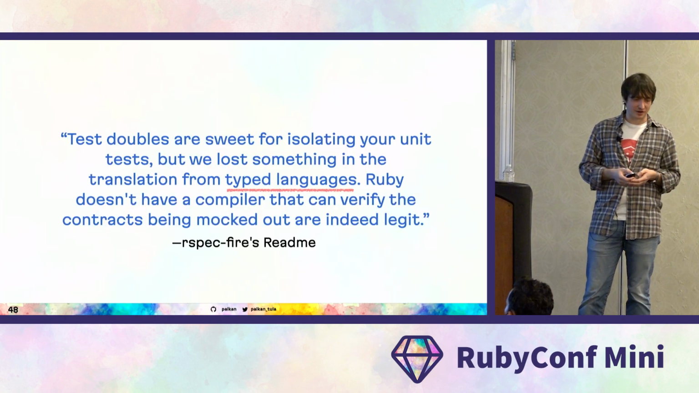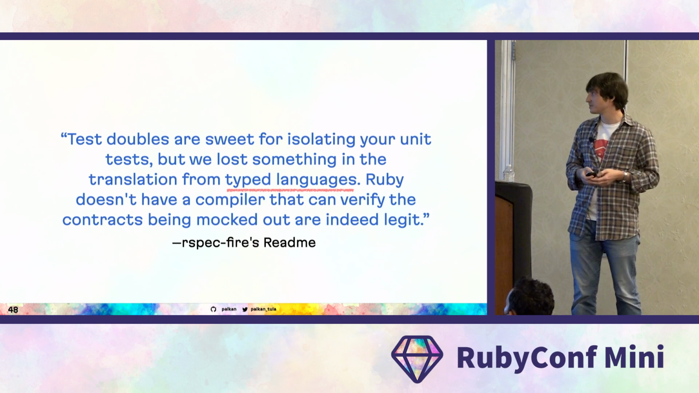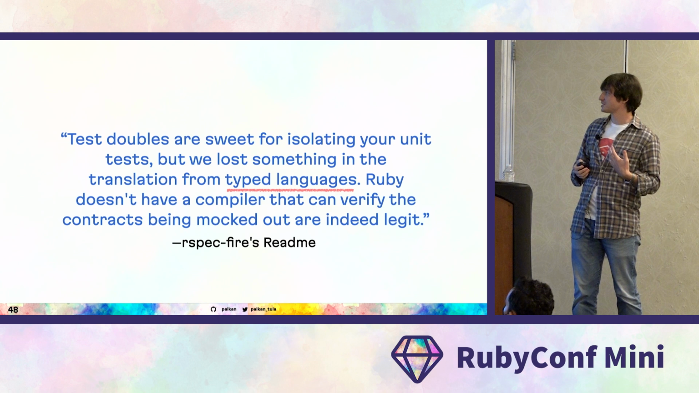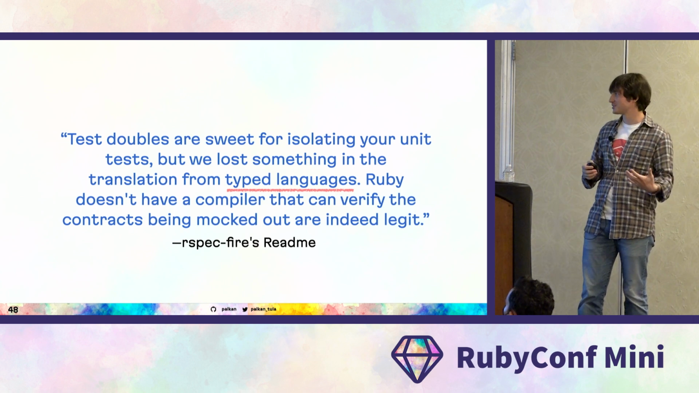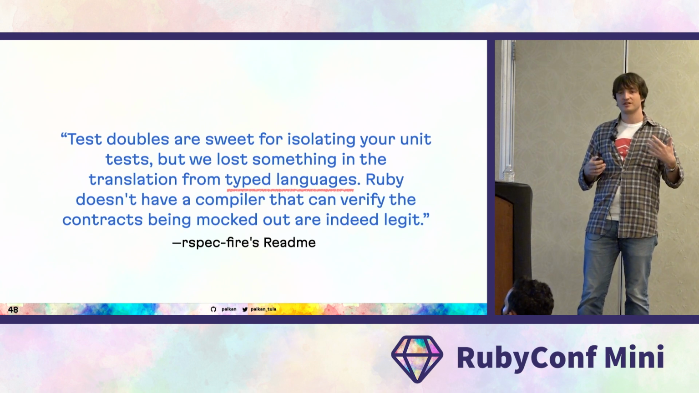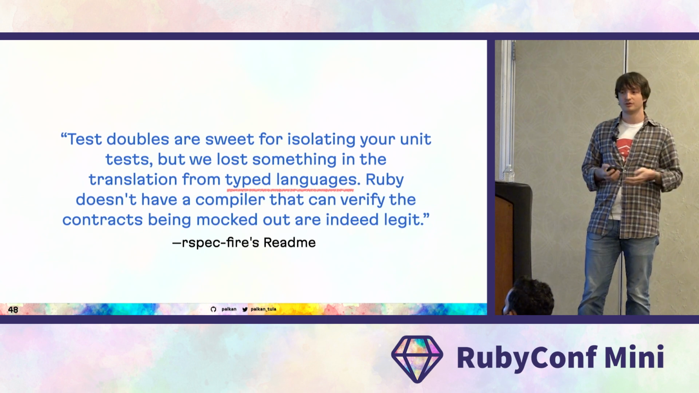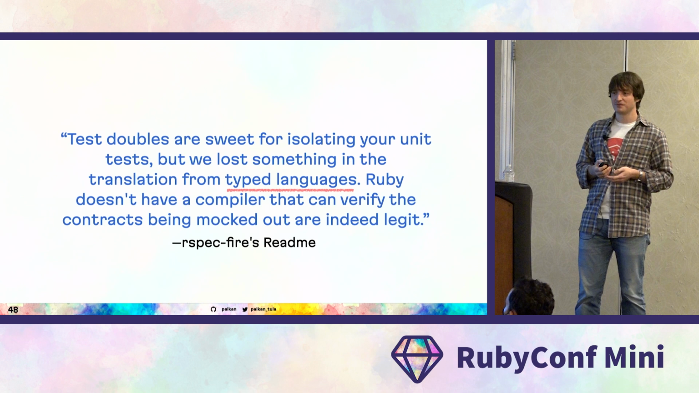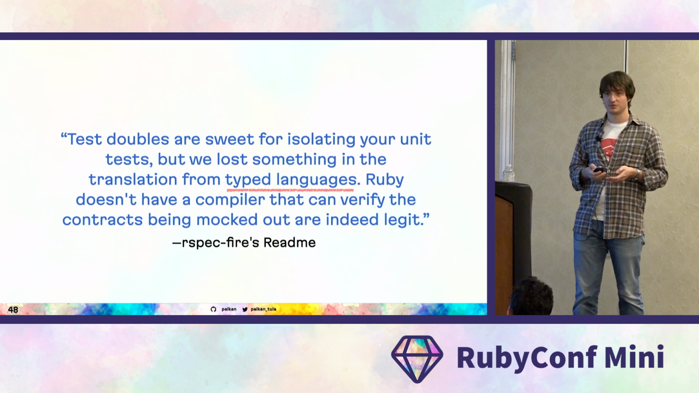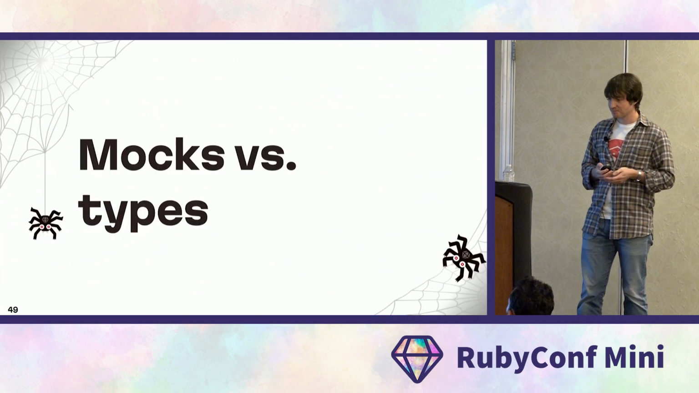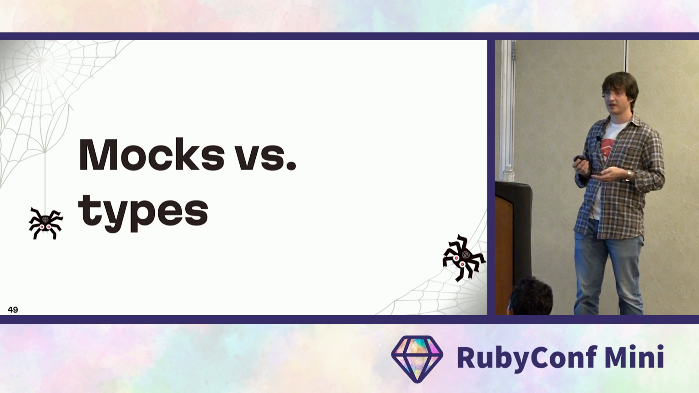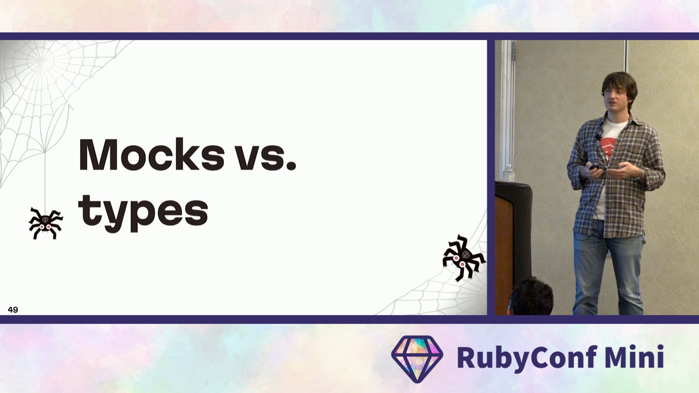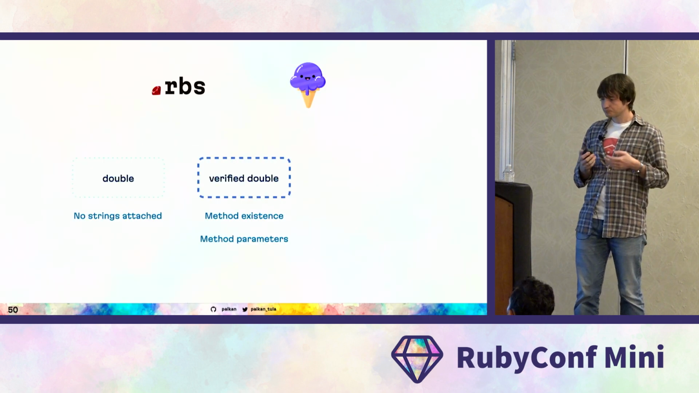And I want to refer to RSpec Fire again. That's an amazing project with some great ideas. In its README it states, we lost something in translation from typed languages. We cannot verify the contract between a mocked object and a real object. Typed languages. The thing is, today is not 2013, today is 2022, and we have types. So we have types and we can use them to verify our mocks.